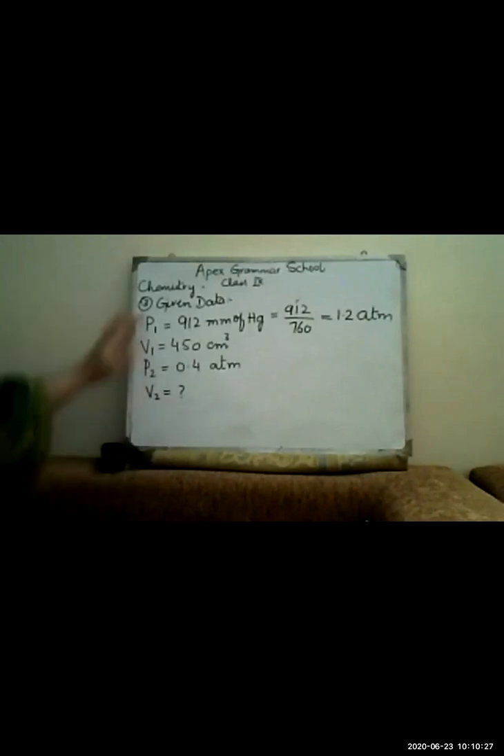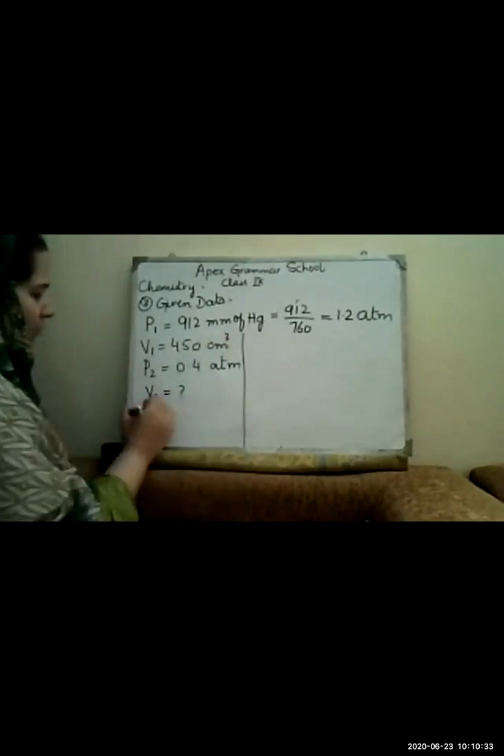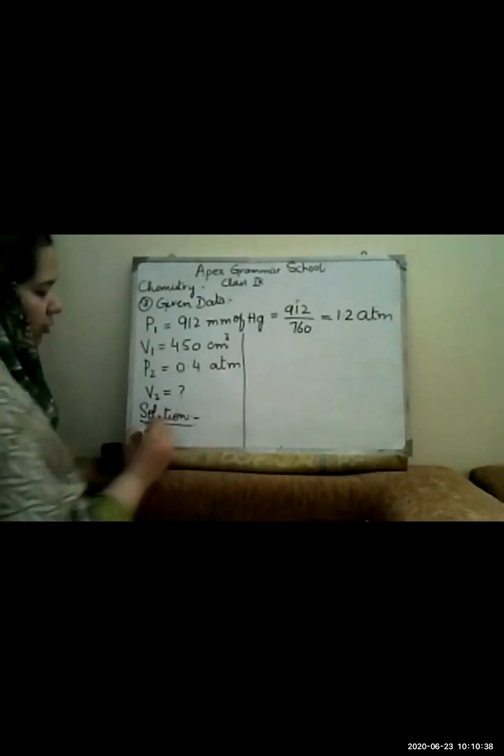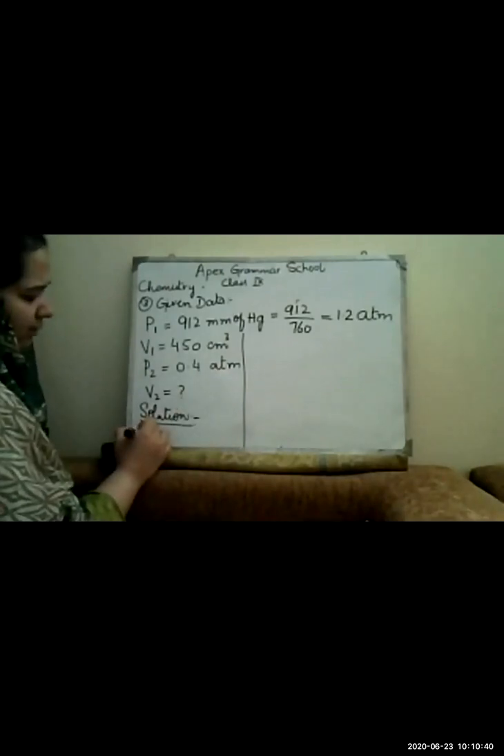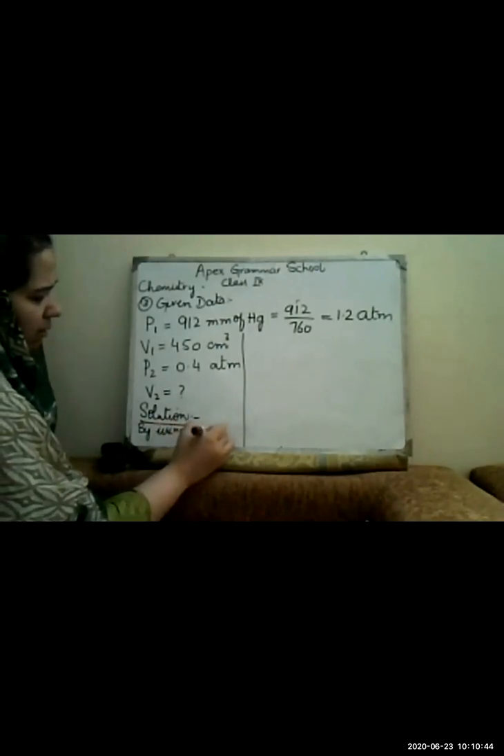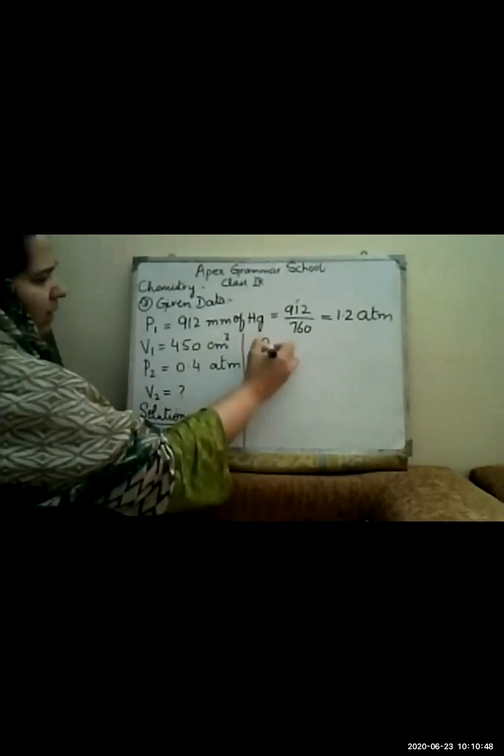Now according to this data you must know what you have to apply over here. You will write down the solution by using Boyle's law. P1 V1 is equal to P2 V2, right? This was the equation for Boyle's law. P1 V1 is equal to P2 V2.